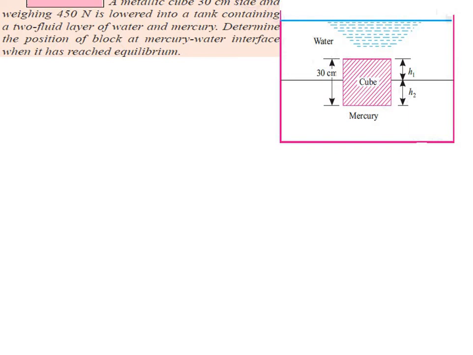A metallic cube of 30 centimeter side and weight of 450 Newton is lowered into a tank containing a two fluid layer of water and mercury. Determine the position of the block at the mercury water interface when it has reached the equilibrium position.